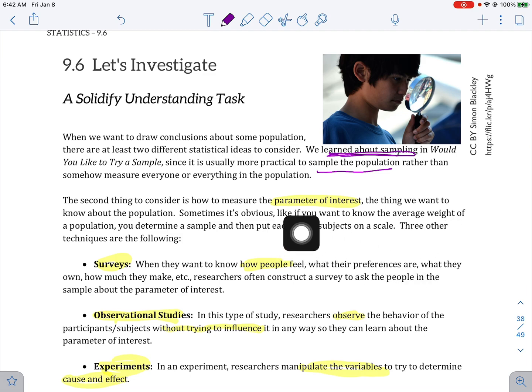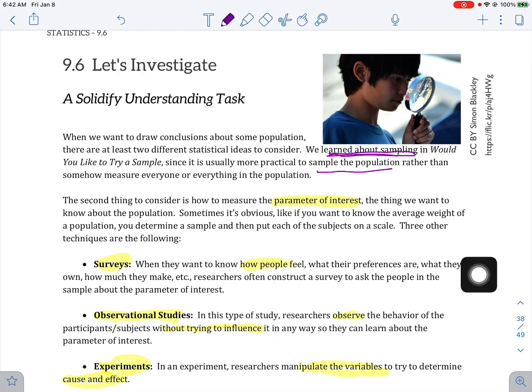This task is about how do you measure your parameter of interest? And that's what you want to know. Sometimes it might be easy, sometimes it won't. And here's a couple possibilities. Surveys. This is how people feel about something.